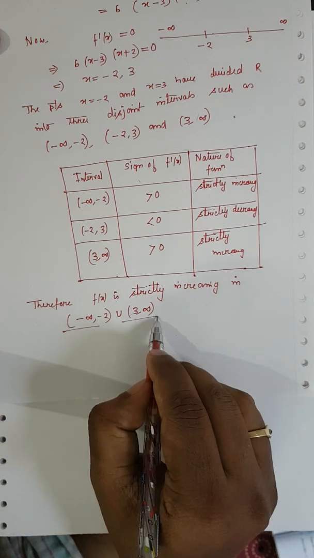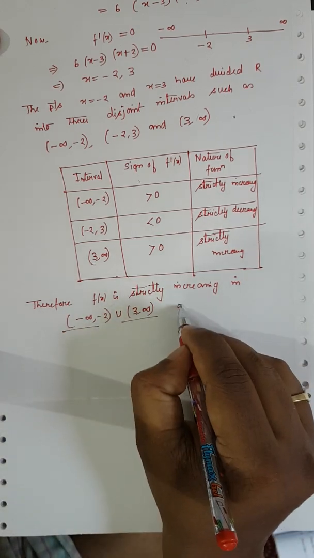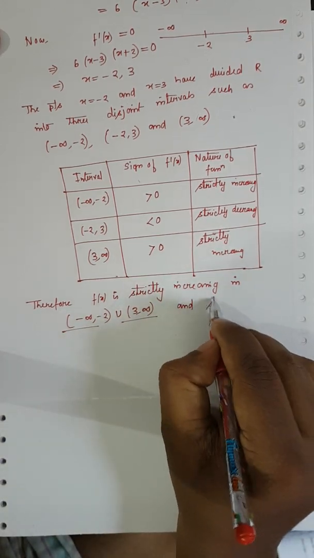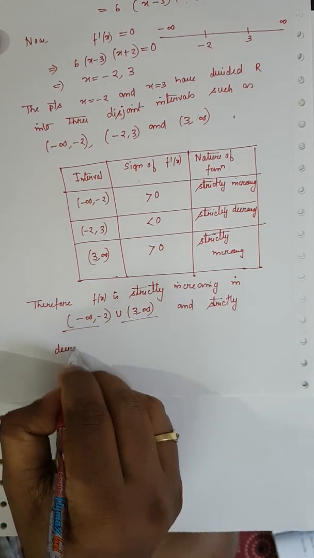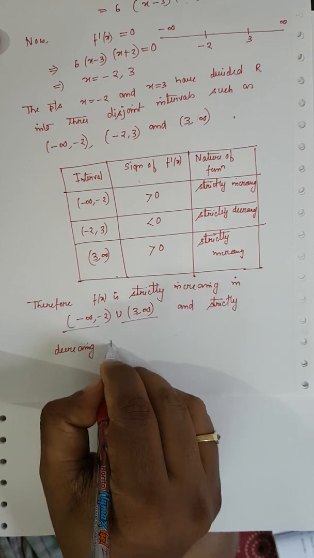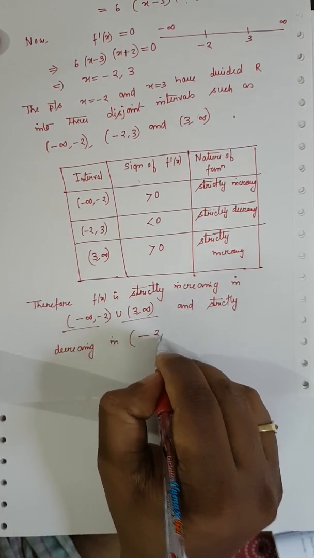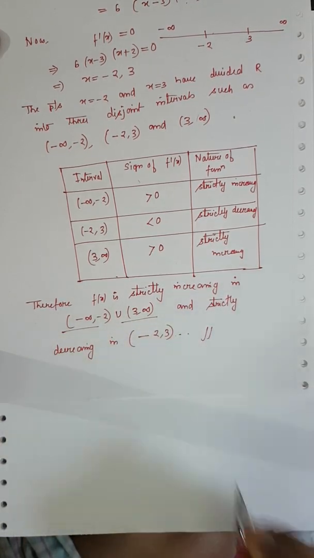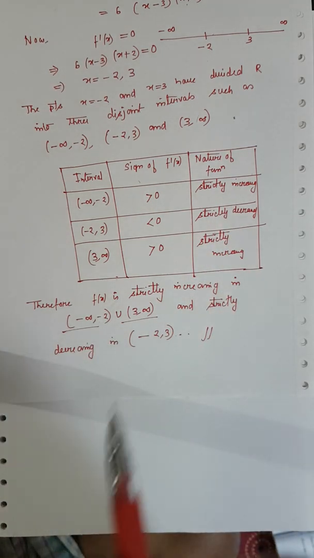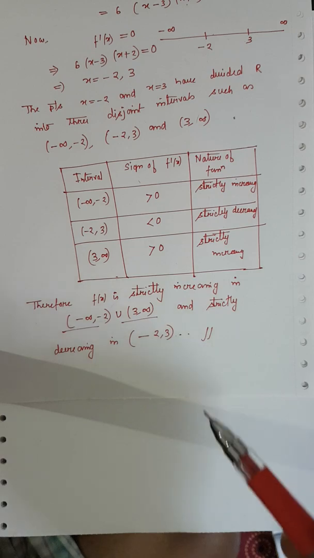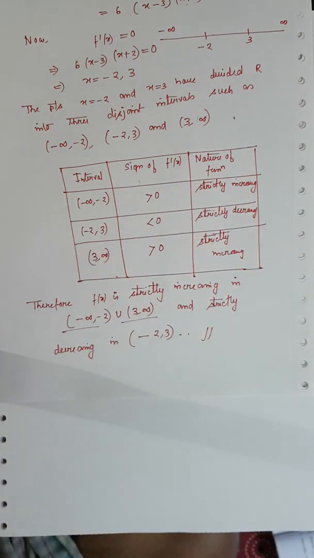In these two intervals the function is strictly increasing and strictly decreasing in minus 2 to 3. So this is your question number 5. You can check in the intervals where it is increasing and decreasing from this table. In the next video we'll upload more problems of exercise 6.2.